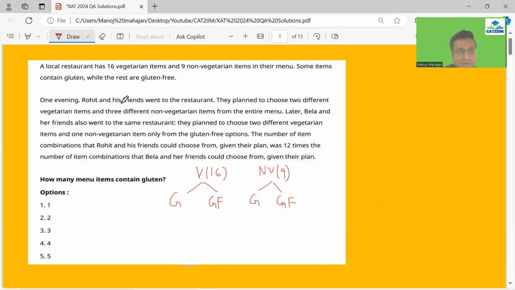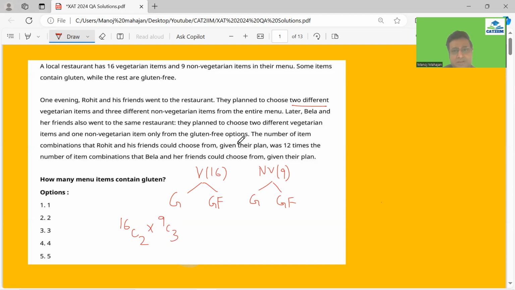So one data is given: Rohit and his friends. What did they choose? Two different vegetarian items. So 16 vegetarian items we have. If I use my basic PNC out here, can I do 16C2, the number of choices? So yes, permutation combination is being tested in the XAT for sure. So 16C2 I can do multiplied with what? How many non-vegetarian items do they look forward to? 3. We had in total 9, so 9C3 would be the choice.